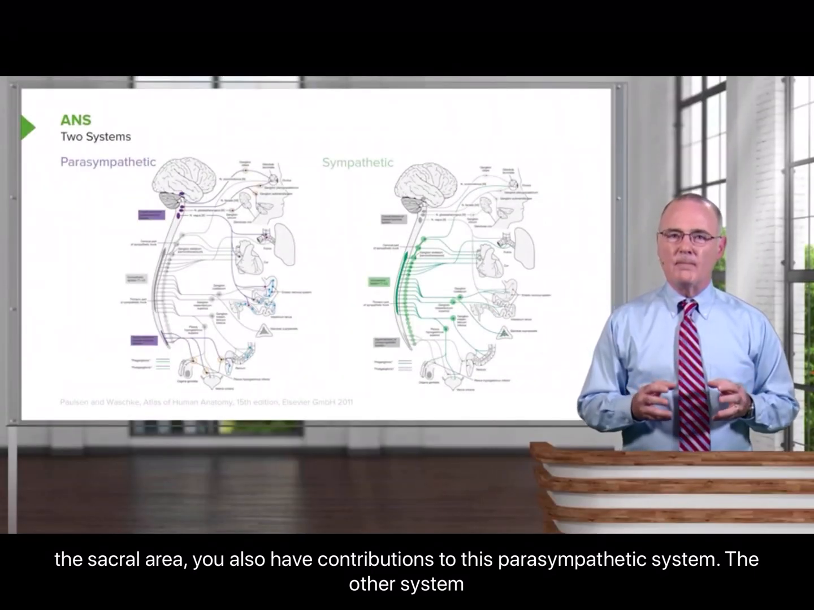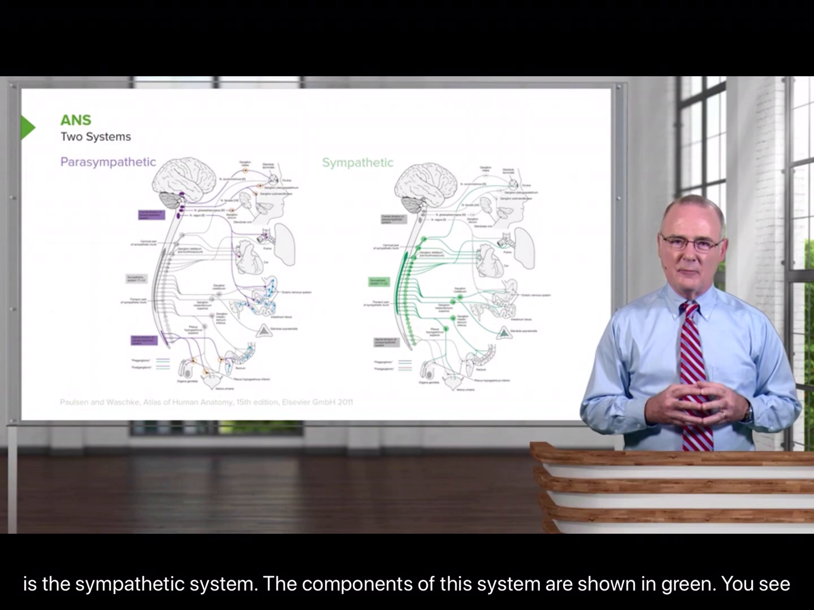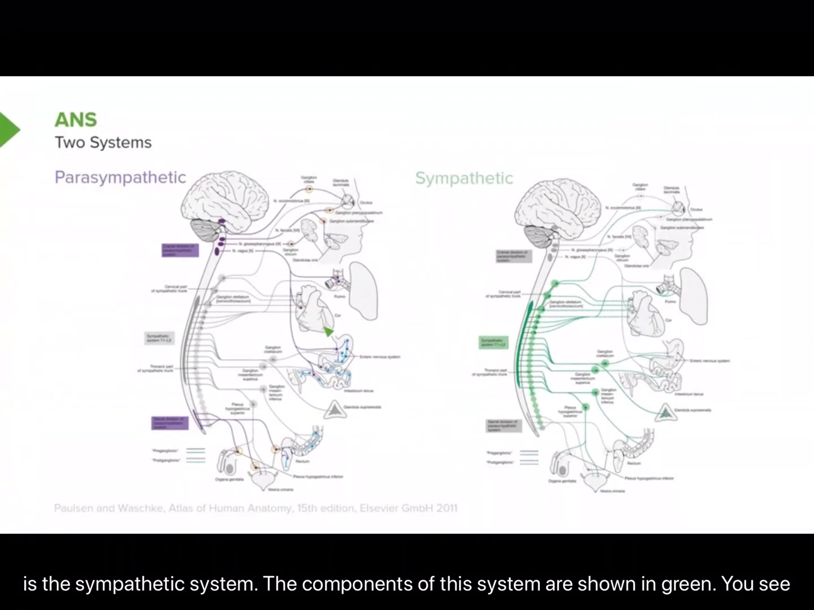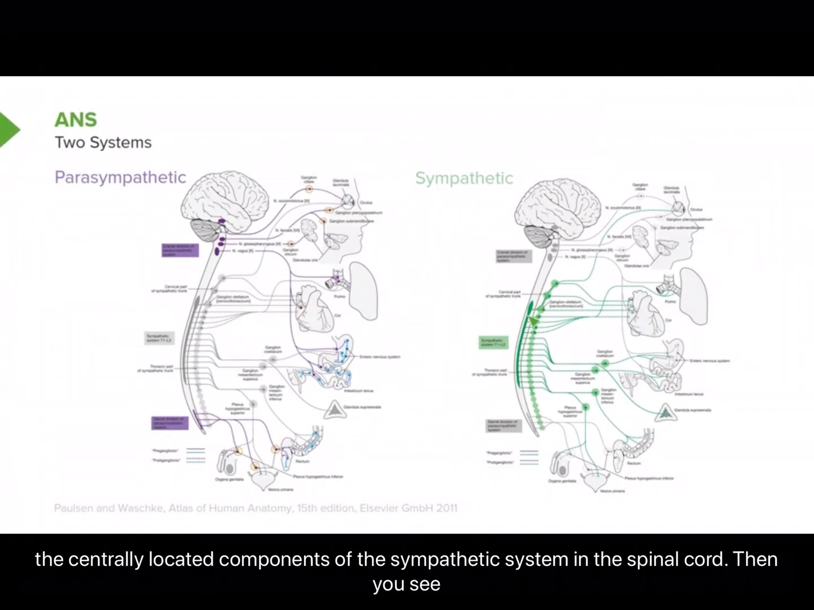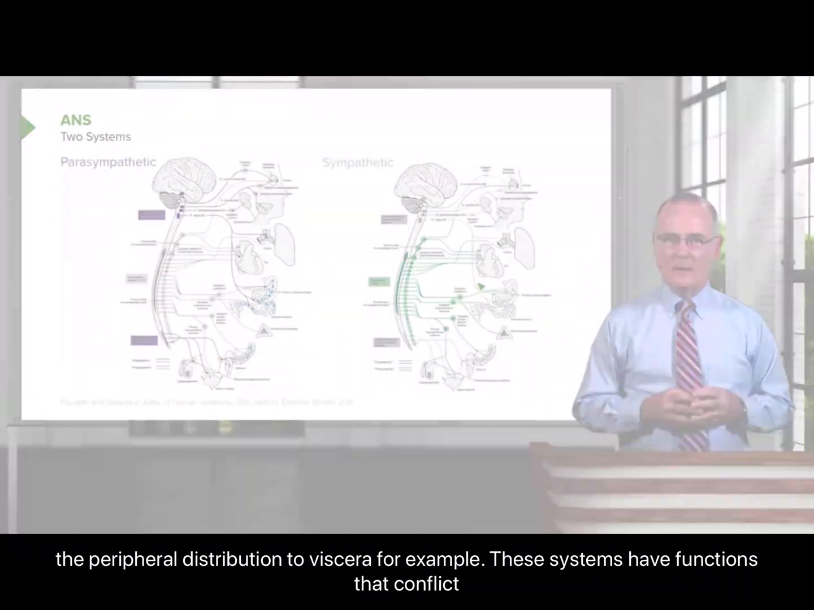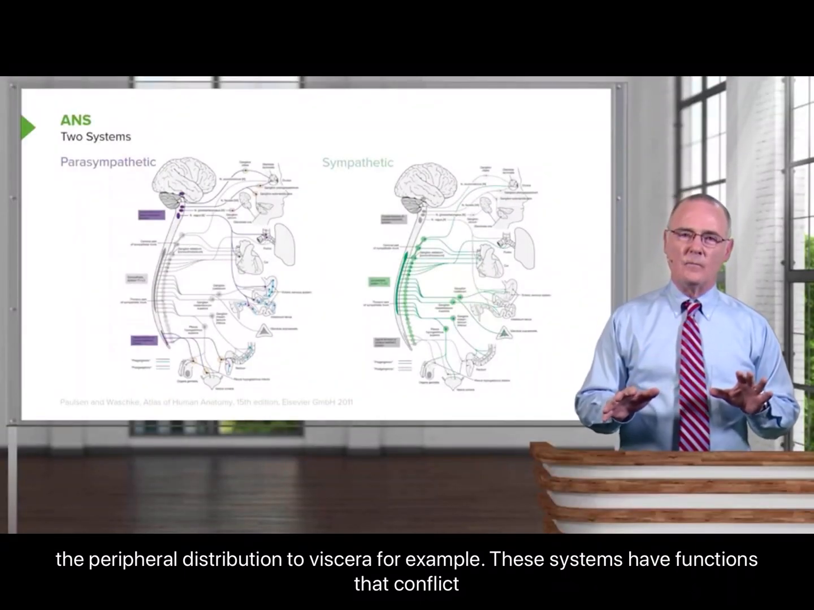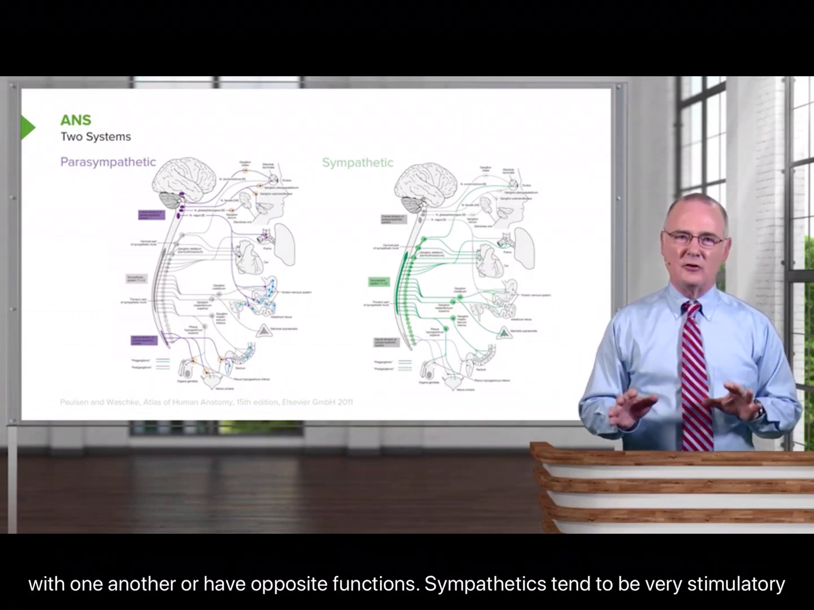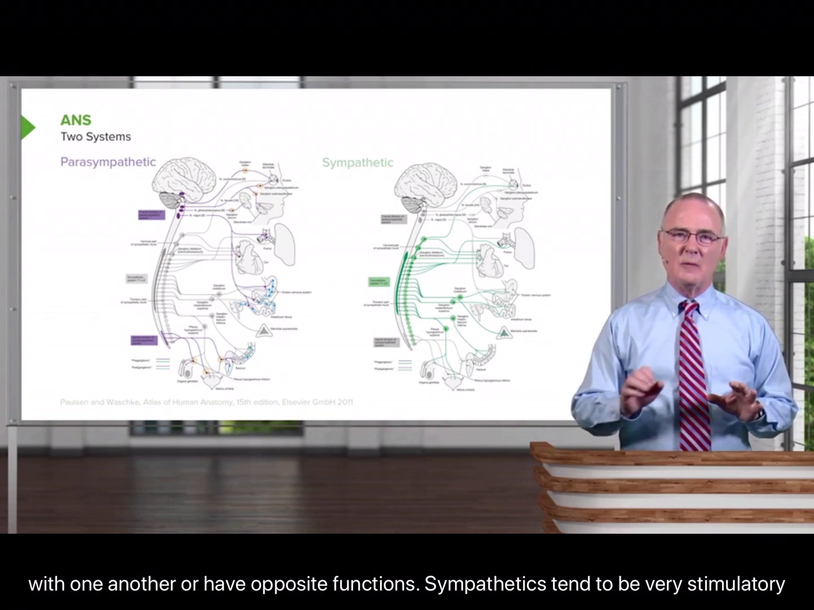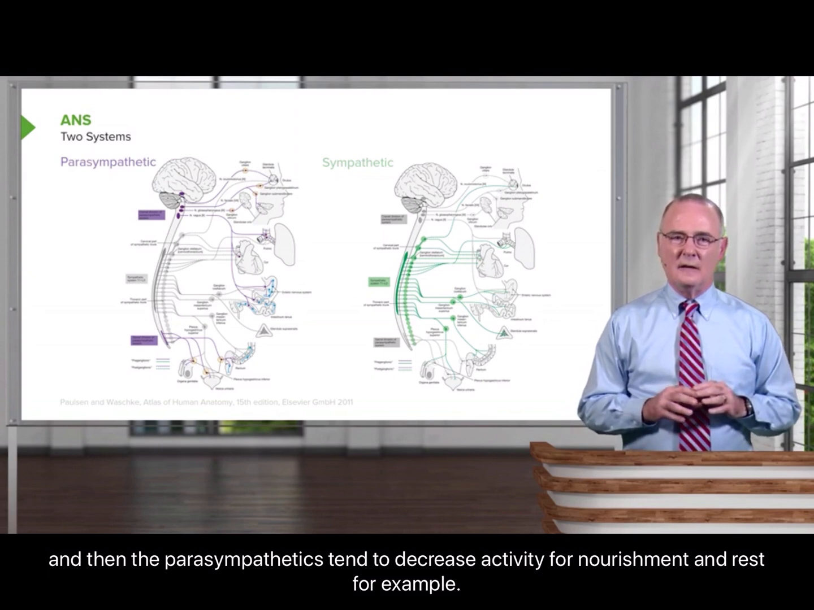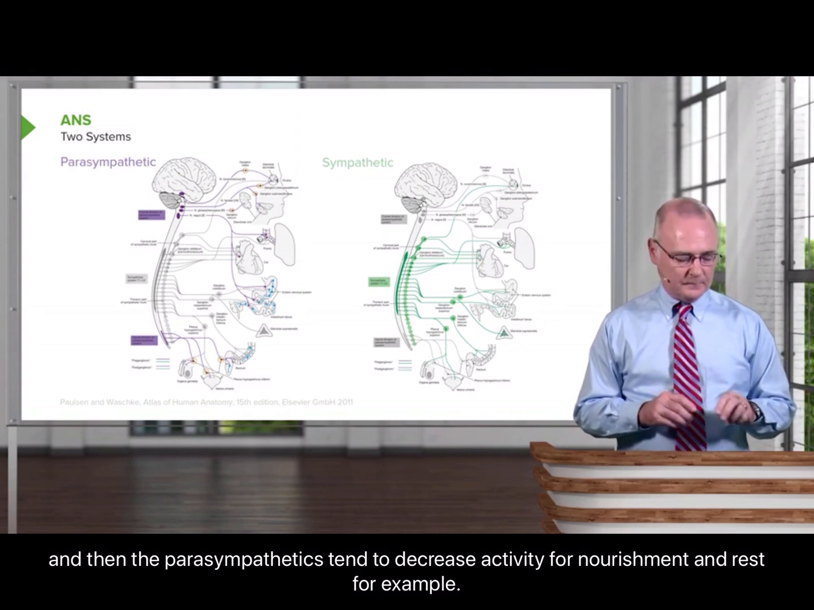The other system is the sympathetic system, and the components of this system are shown in green, and you see the centrally located components of the sympathetic system in the spinal cord, and then you see the peripheral distribution to viscera, for example. These systems have functions that conflict with one another or have opposite functions. Sympathetics tend to be very stimulatory, and then the parasympathetics tend to decrease activity for nourishment and rest, for example.